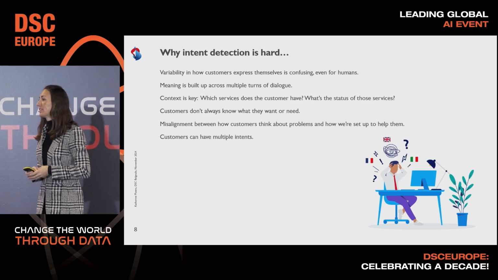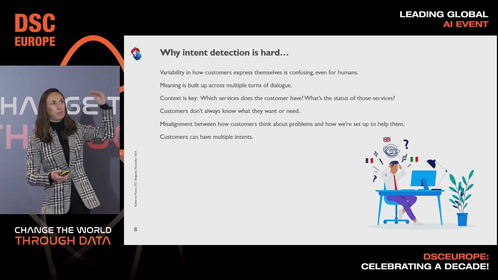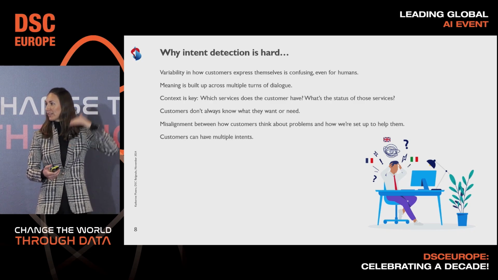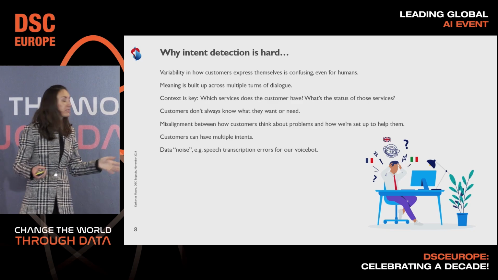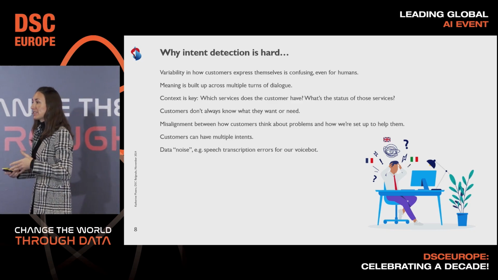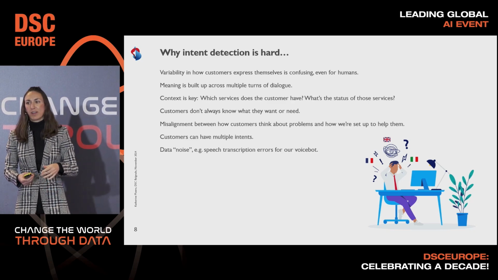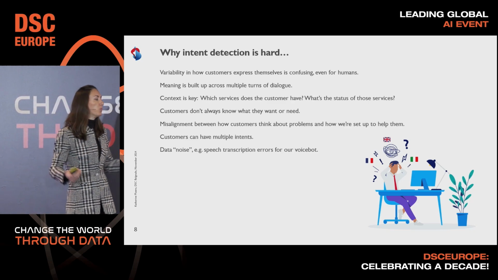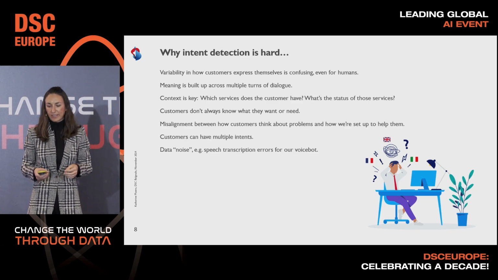Customers can also have multiple intents, which just means you have to try to detect that and then figure out, am I going to have a stack of intents? Will I come back to the first one? So that's a challenge as well. And then, of course, there's noise. There's always noise in the data. In our case, this might be speech transcription errors because the voice is getting transcribed into text. But, in a more general case, it's any kind of typos, spelling mistakes, hashtags, things like this.